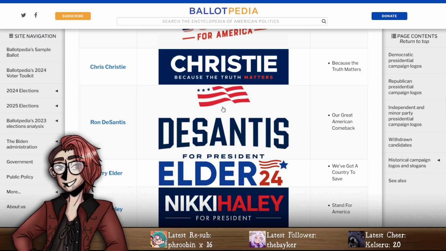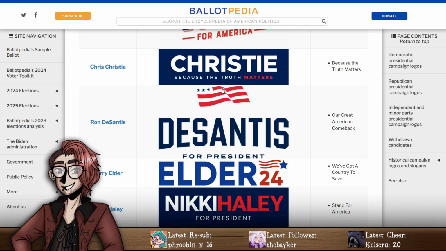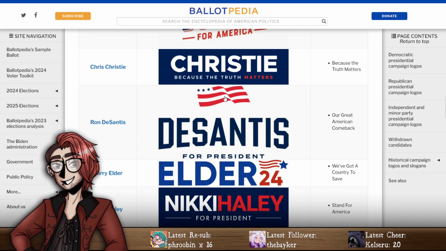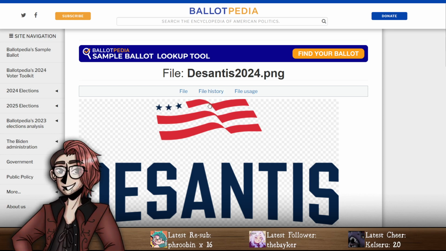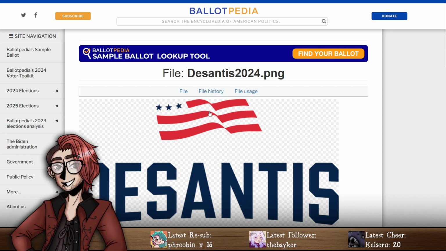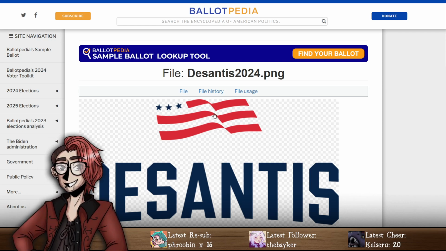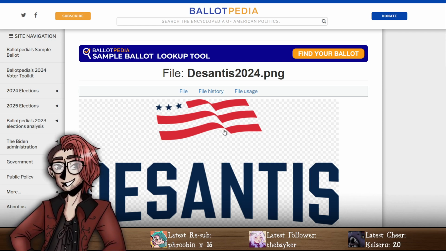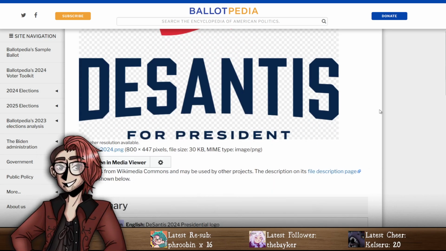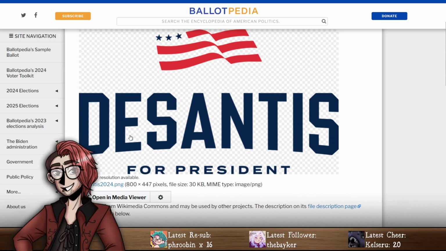I don't like this kink in this flag. The combination of shapes here is horribly thin. The rounded top and the beveled cornered bottom, especially here in this bottom one, just look really awkward. The actual DeSantis thing itself, this was it.